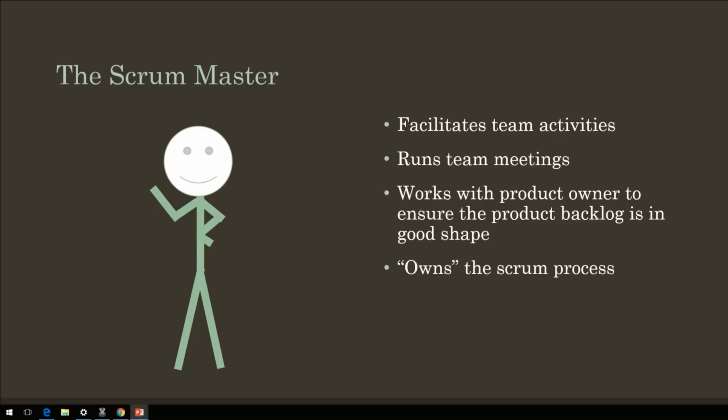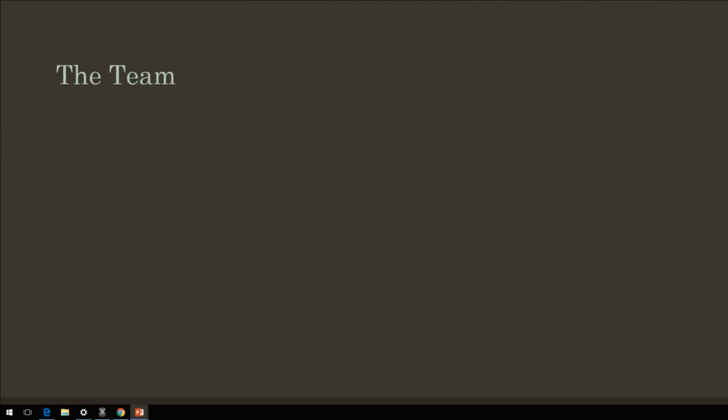And so if we think of the product owner as the person owning the final outcome of the product, we could say that the Scrum Master is the process owner, owning the Scrum process.